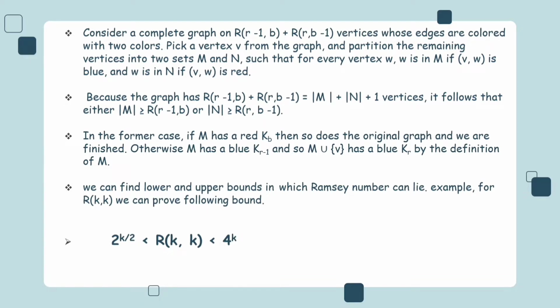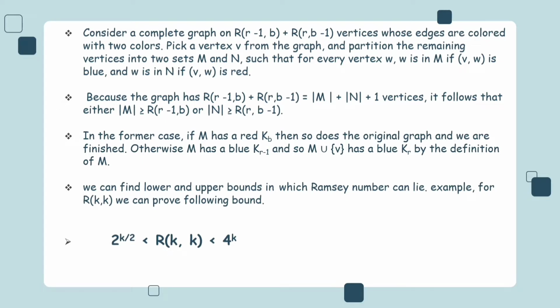In the former case, if M has a red complete graph of b vertices, denoted by K_b, then so does the original graph and we are finished. Otherwise, M has a blue complete graph of r minus 1 vertices, denoted by K_{r-1}. And so, M union v has a blue complete graph of r vertices, denoted by K_r, by the definition of M.